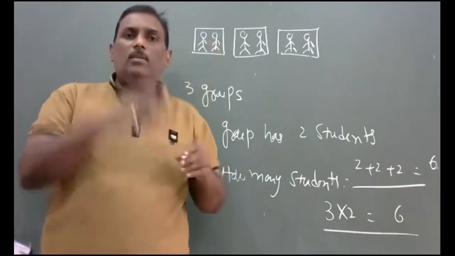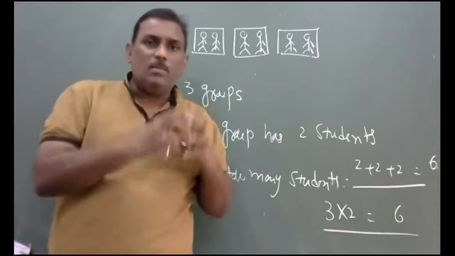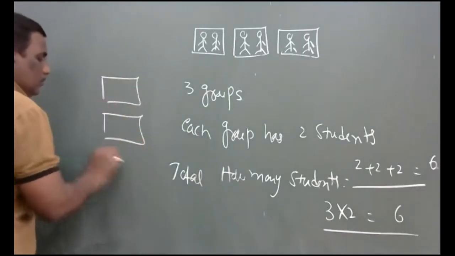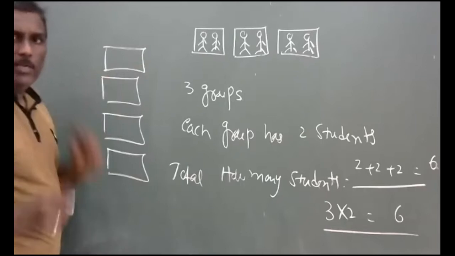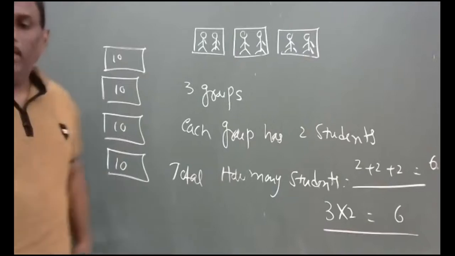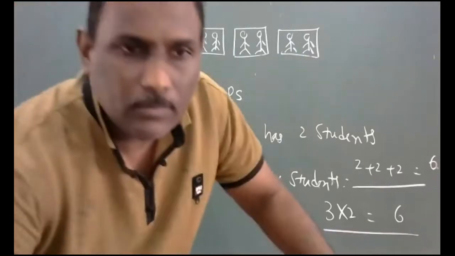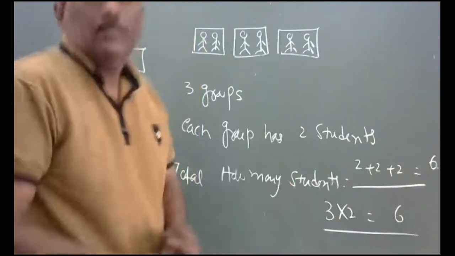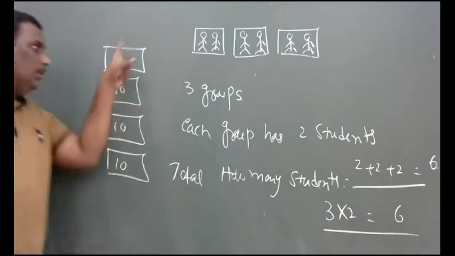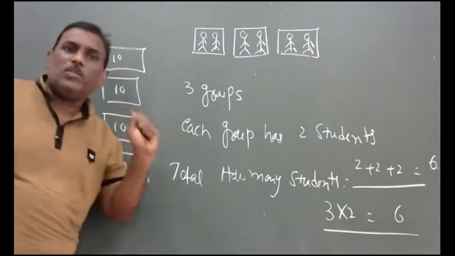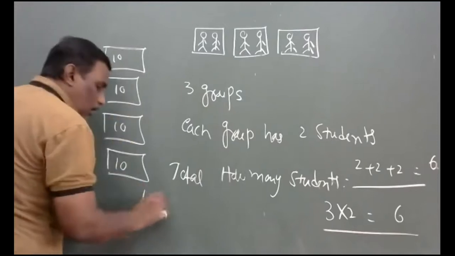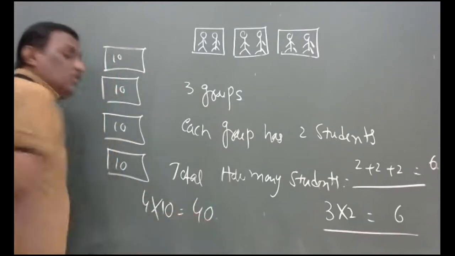Suppose you are going for a function and you order some sweets and you pack the sweets in boxes. 4 boxes are packed. Each box has 10 sweets. Total how many sweets are there? 10 plus 10 plus 10 plus 10, counting by addition can be done. Or 4 boxes, each box 10. So 40 sweets are there.